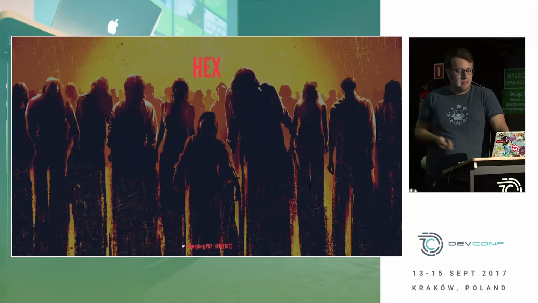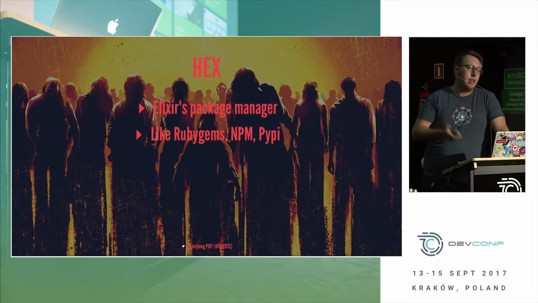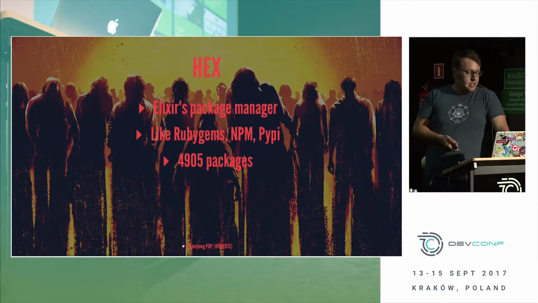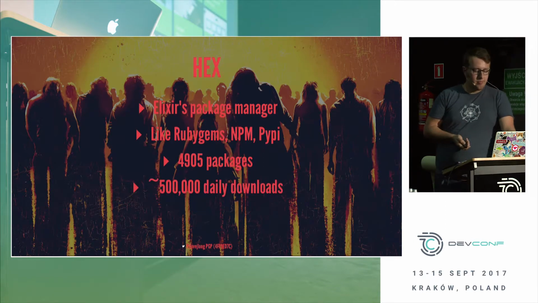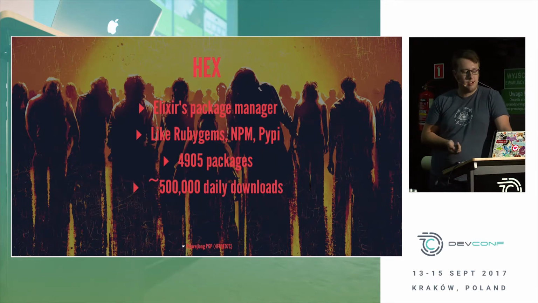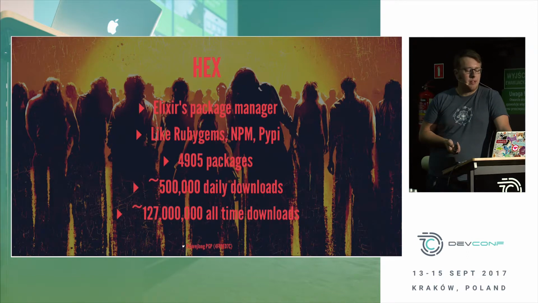Those dependencies come from the Hex package manager. It's similar to RubyGems, or NPM, or PyPI. And to give you some info about how much Elixir is being used, there's currently 4,900 packages on Hex, which is just over half of what's on RubyGems. There's 500,000 daily downloads and 127 million all-time downloads. So given how new of a language it is and those sorts of metrics, it's pretty impressive.